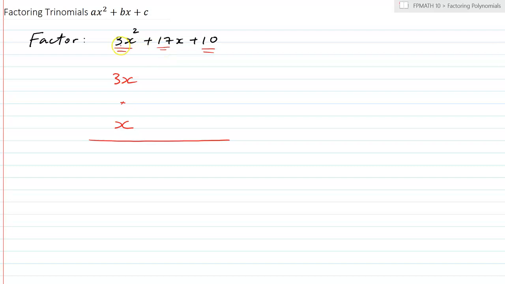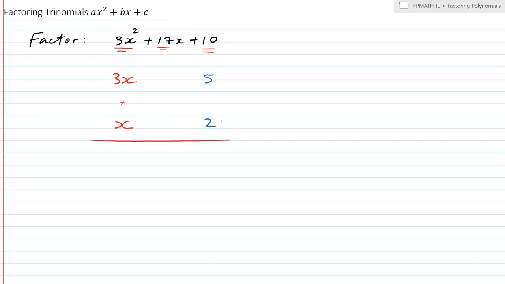Now remember, this 3 does make a difference now, so it's not just simple two numbers you multiply, you get 10, you add them, you get 17. That's not true. You have to do the crossing so that you can see what's happening. So the very basic one for 10 will be 5 and 2, and those are just the first option. I may have to change it.